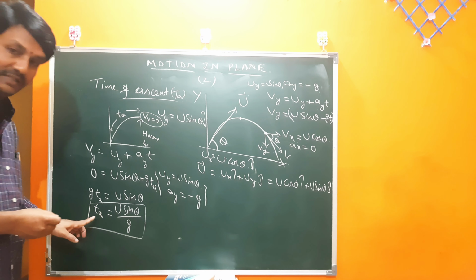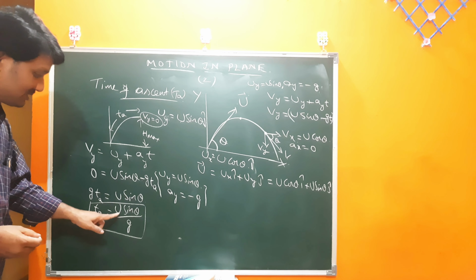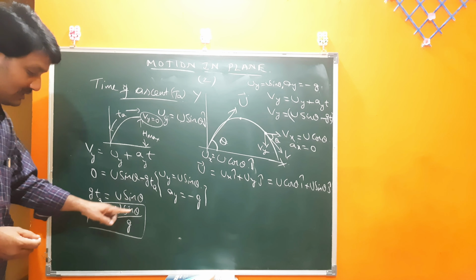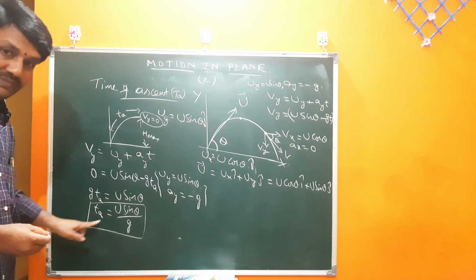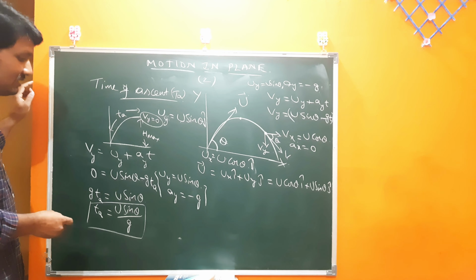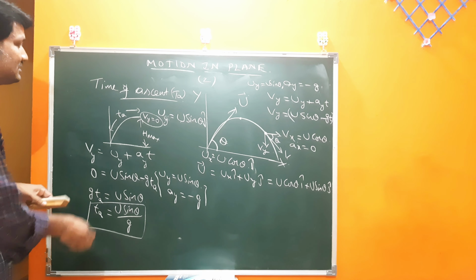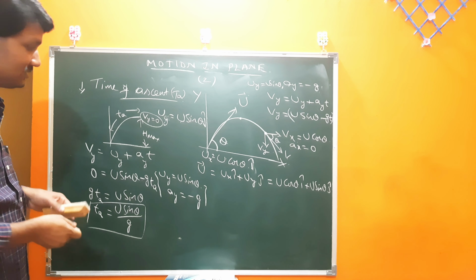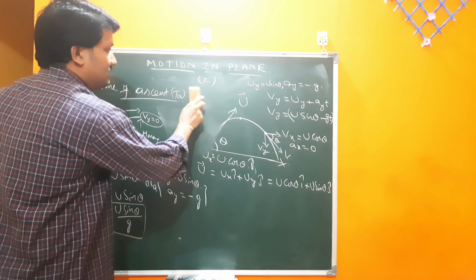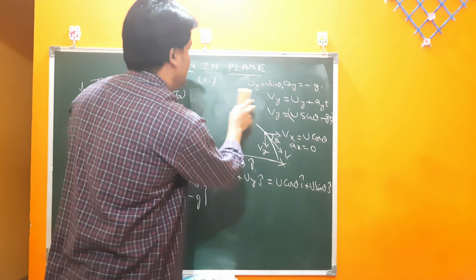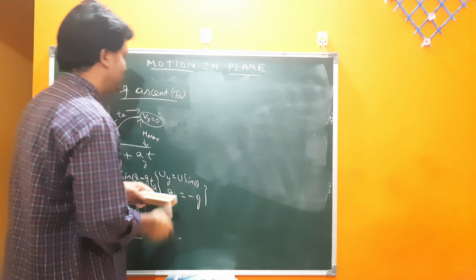That means the time of ascent depends on u sin theta, that means the vertical velocity component, along with the acceleration due to gravity g. Right? Next, the second one. Let us suppose here this is the time of ascent. So the second one is the time of flight. So how to determine the time of flight?